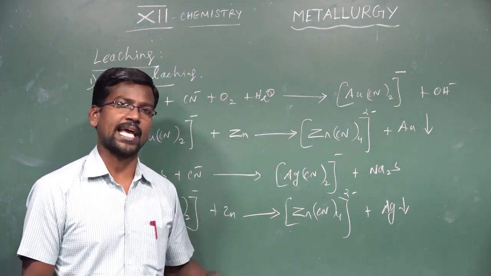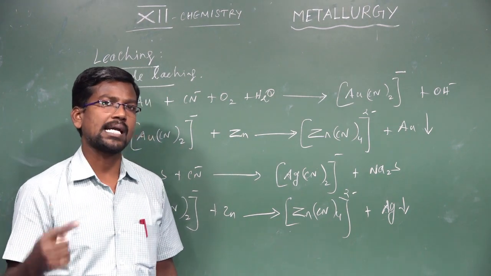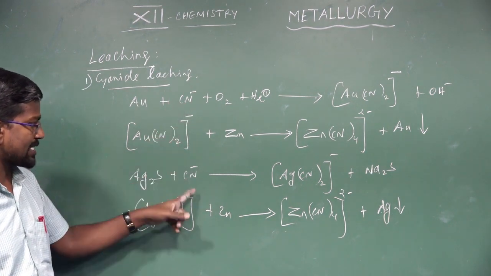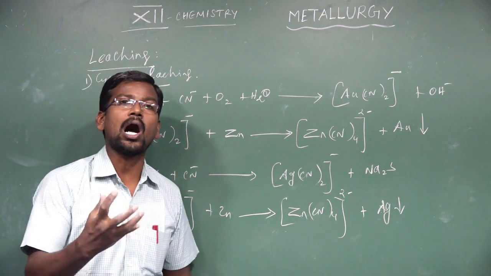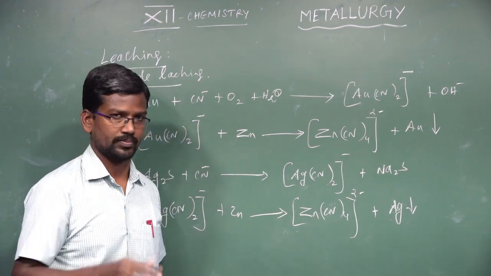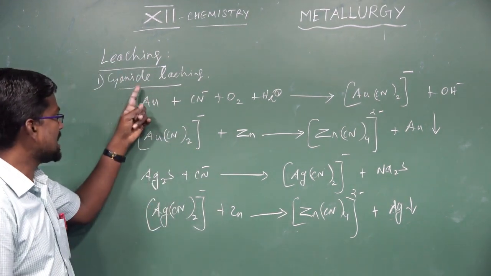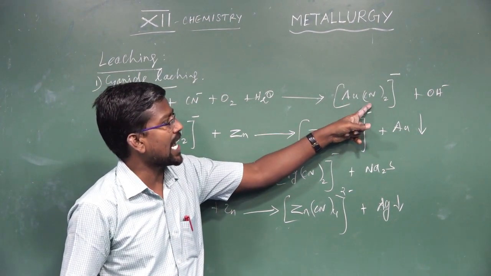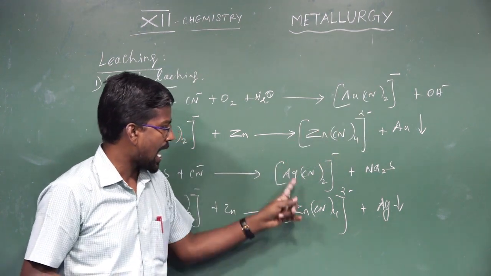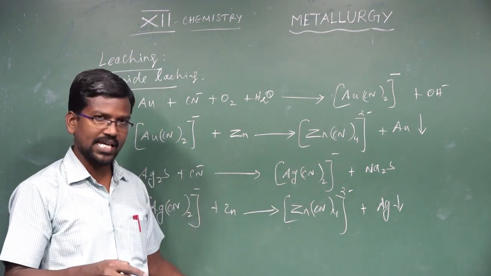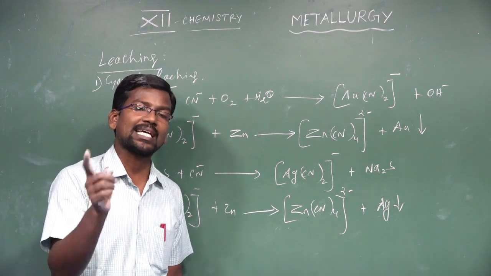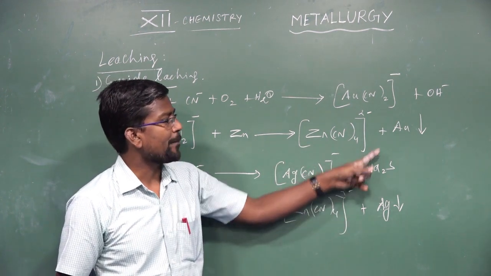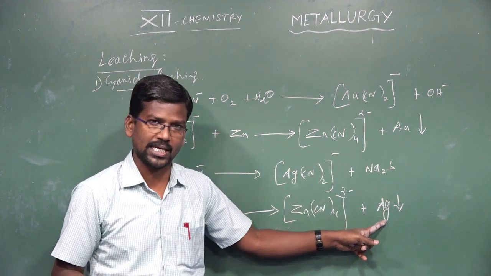In the MacArthur Forest cyanide process, gold metal or silver metal can be leached by cyanide, sodium cyanide or potassium cyanide compounds, while the conc, aluminosilicate, is removed as a waste. This process is known as cyanide leaching. In cyanide leaching, first the aurocyanide complex compound and argentocyanide complex compound are formed, which are further treated with zinc dust to form a zinc cyanide complex and get the precipitate of gold metal and silver metal.